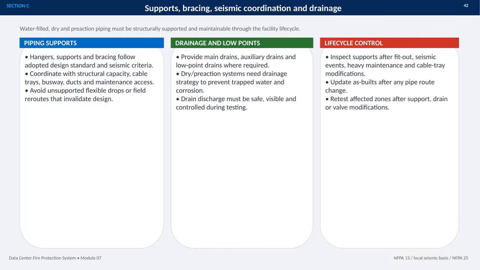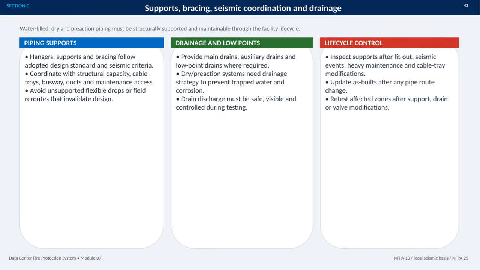This section focuses on piping supports, bracing, seismic coordination, and drainage, all essential to keeping the fire protection system safe, functional, and maintainable throughout the facility lifecycle. Proper structural support is required for water-filled, dry, and preaction piping, and the design must follow the adopted standard and applicable seismic criteria. Coordination is especially important in a data center. Supports must account for structural capacity, cable trays, busways, ducts, and maintenance access. We also need to avoid unsupported flexible drops or field reroutes that could invalidate the approved design.